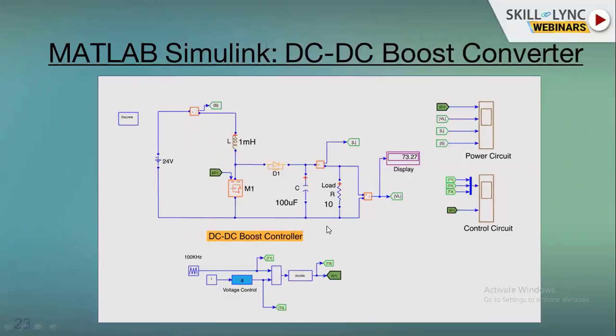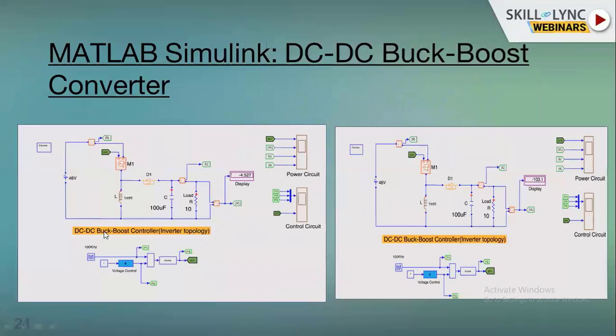Similarly, using the MATLAB platform, we can simulate the boost converter. 24 input, output 73. Boosted, 73 is greater than 24, so the voltage got increased. Both are DC, so it is a DC-DC boost converter. Why not combine 1 and 2? That becomes the buck-boost converter. Input is 48, output is 4, which is less than 48. With the same circuit and the condition changed, output is 103. So from 4 to 103, I have control of voltage either below the rated speed or above the rated speed, for one particular method of speed control, voltage control.